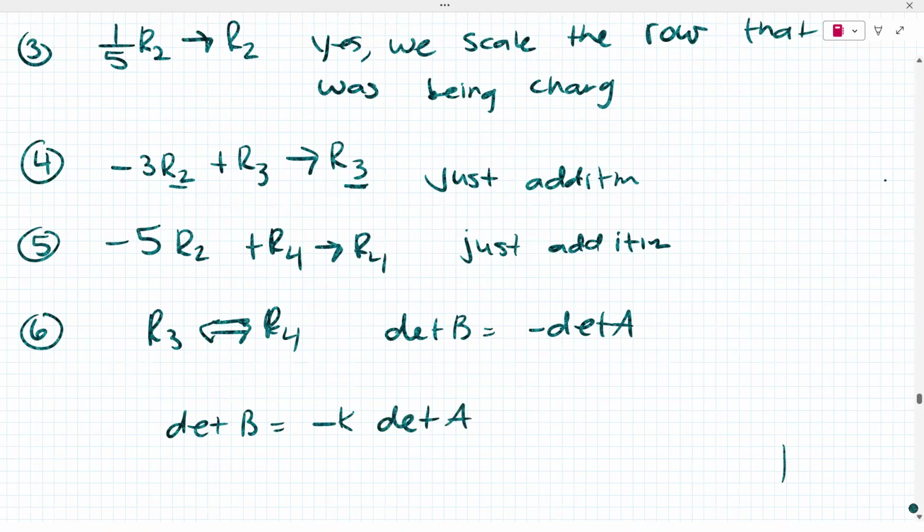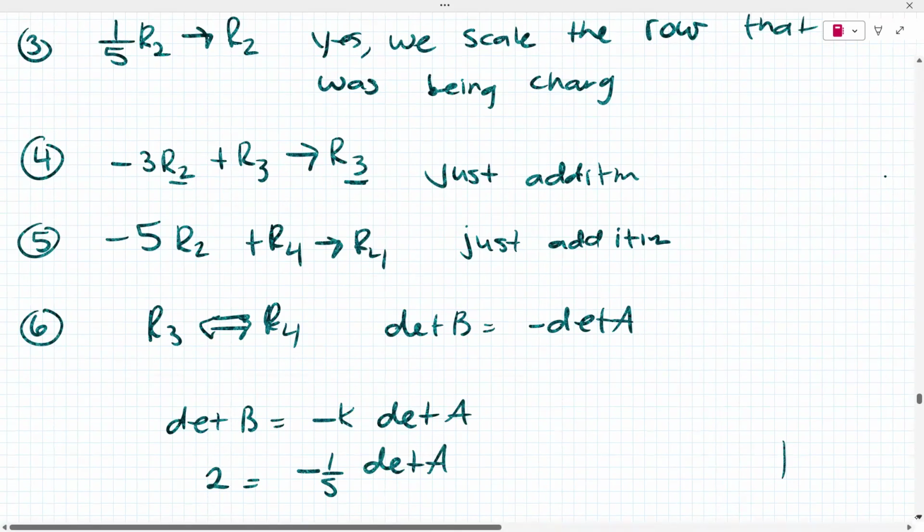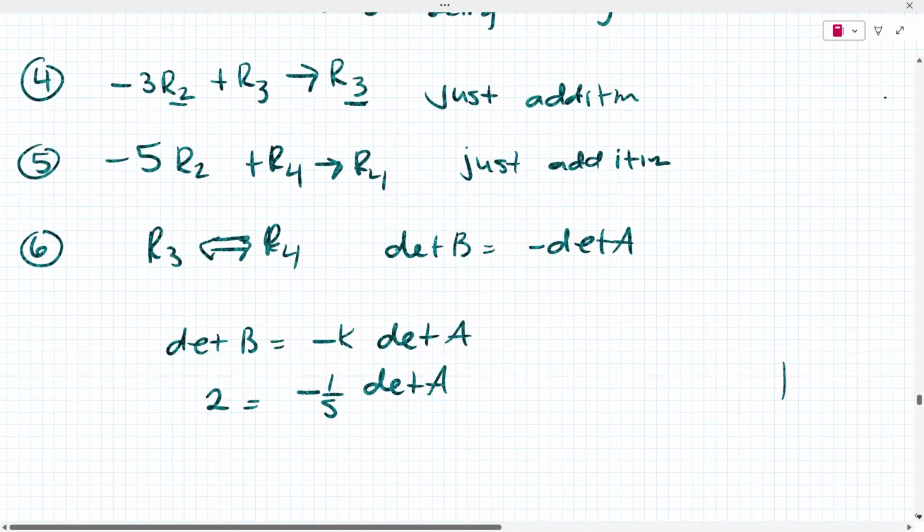So we figured out what determinant B is by multiplying the triangular diagonals, which is 2. And what is our K? The scalar for row 2 was 1/5, so it's negative 1/5, and it times determinant of A. We don't know what determinant A is, so we're going to solve for determinant A by multiplying both sides by -5, right?